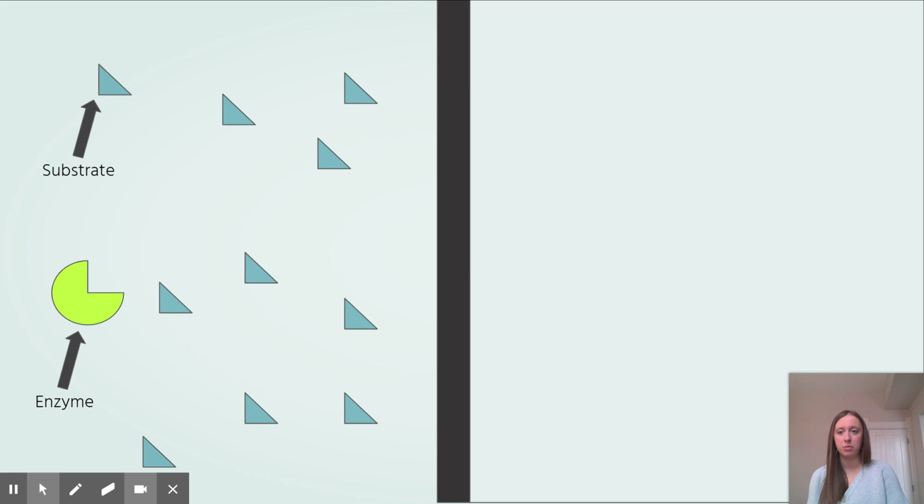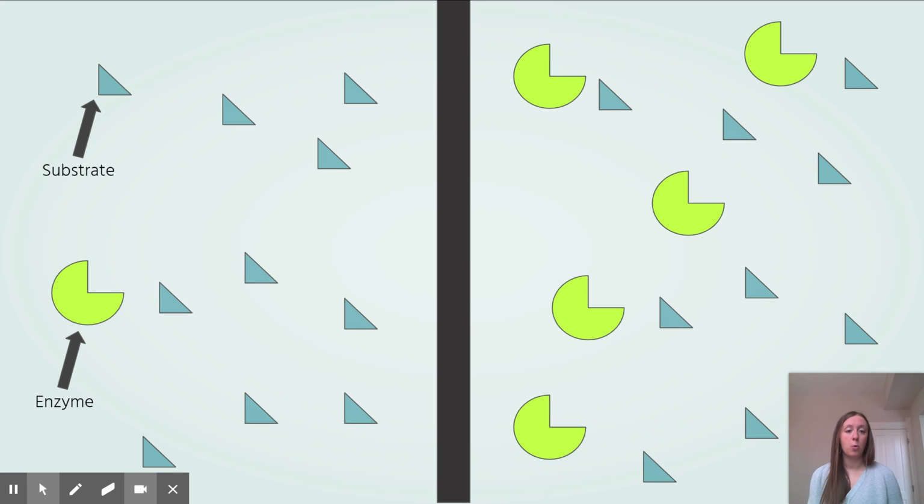We've already seen this slide before, but it's showing us the enzyme in green and the substrates in blue triangles. On the left, we have one cell that has one enzyme and multiple substrates. Now, if we take another cell and put it on the right, and it has 5 enzymes and an equal number of substrates, we can predict which of these will have a faster reaction rate. Like we talked about in class, the reaction rate will be faster on the right because there are more enzymes.